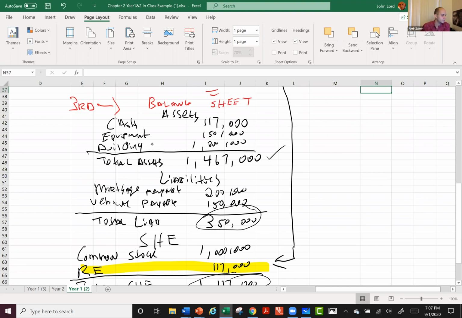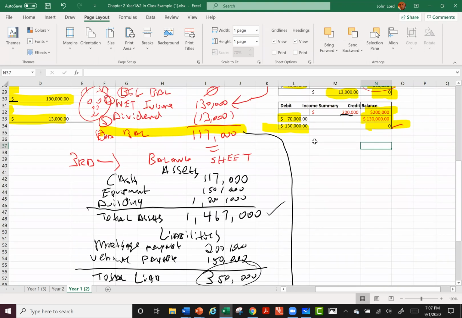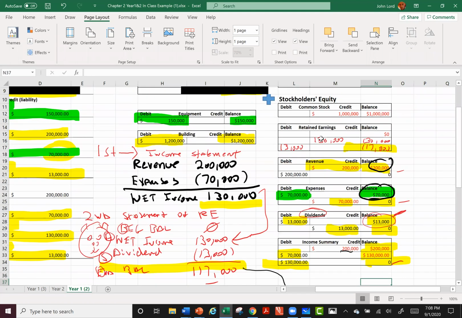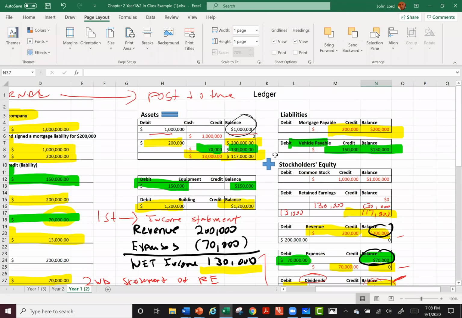Okay, good. Now you come over and you look, my revenue is zero. My expenses are zero. My dividends are zero. My income summary is zero. Good. But look at my balance sheet accounts, guys. They still have balances in them, don't they? My cash is still showing 117. My equipment's still 150. My building's still 1.2, etc. Well, should that be the case? Answer, yes. It should be the case.